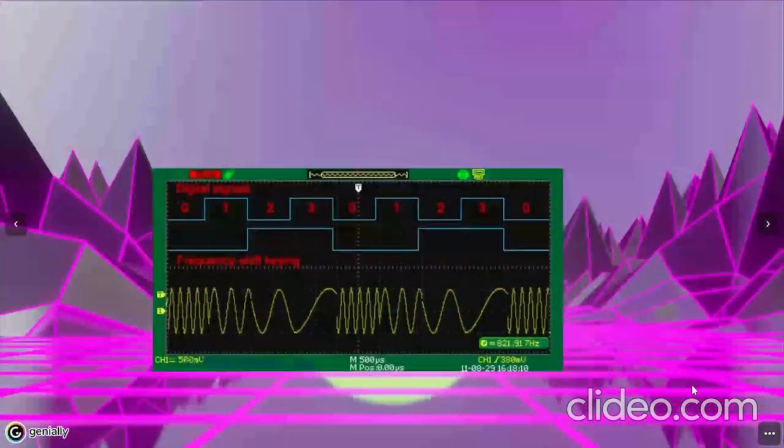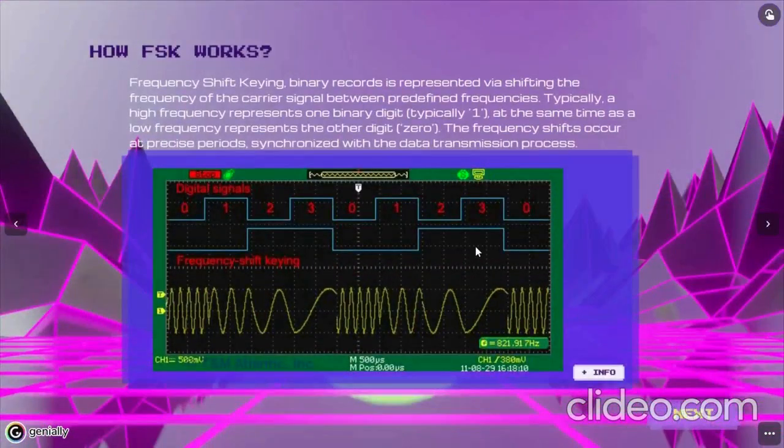So next is how FSK works. In frequency shift keying, binary data is represented by shifting the frequency of the carrier signal between predefined frequencies. Typically, a high frequency represents one binary digit, typically 1, while the low frequency represents the other digit, 0. The frequency shift occurs at the bit period, synchronous with the data transmission process.